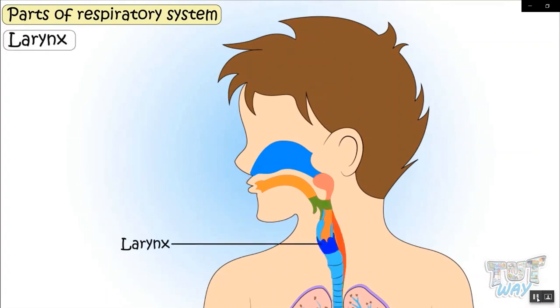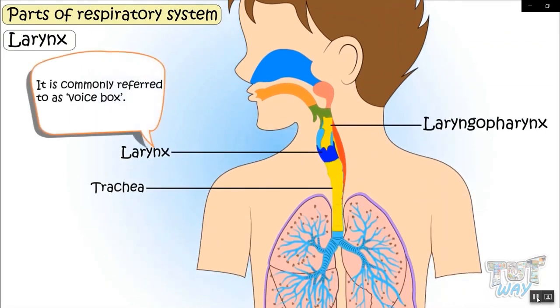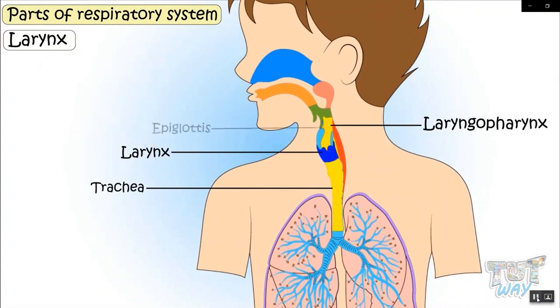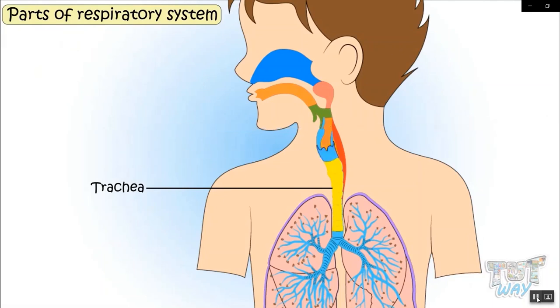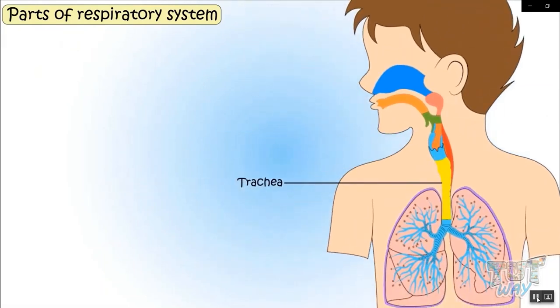Larynx. The next part that we will learn is the larynx. Larynx connects the laryngopharynx to the trachea. It is also commonly referred to as the voice box. Epiglottis is also a part of the larynx. Trachea. Trachea is shaped like a tube, and it is approximately 5 inches in length. It is also referred to as the windpipe.